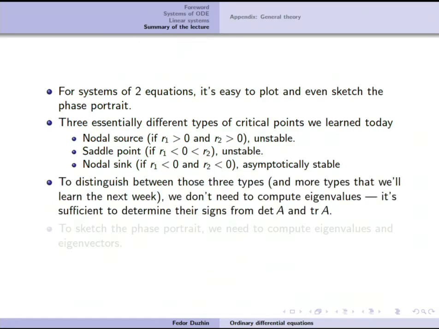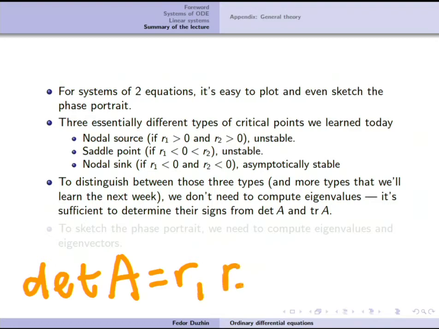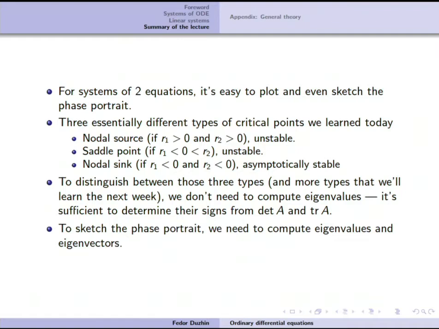Then if the question is just to figure out which type it is, we don't really need to compute the eigenvalues themselves. We can just determine the signs from the determinant and the trace. And the main point here is that the determinant of A is the product of the eigenvalues, and the trace of A is the sum of the eigenvalues. So that's from linear algebra. To sketch the phase portrait, we need to compute both eigenvalues and eigenvectors.